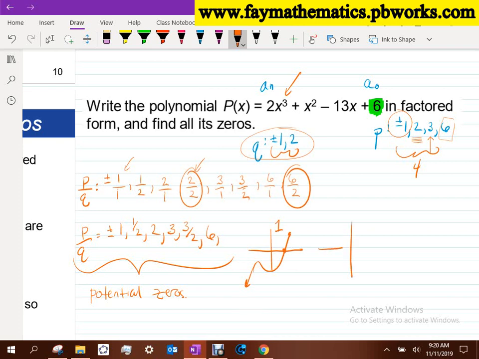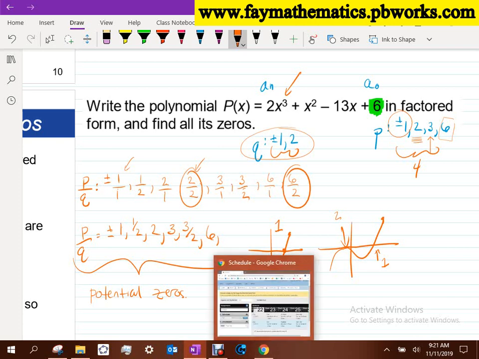Could I have maybe a situation like this, where I have 1, 0, and then I have one that has a multiplicity of 2? Does that make sense? Okay.